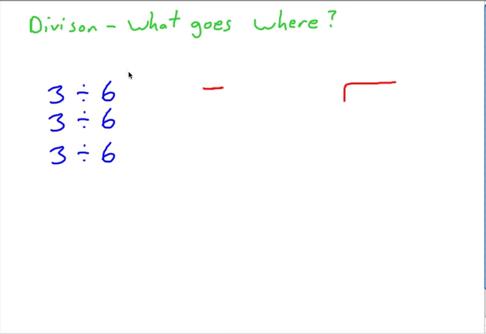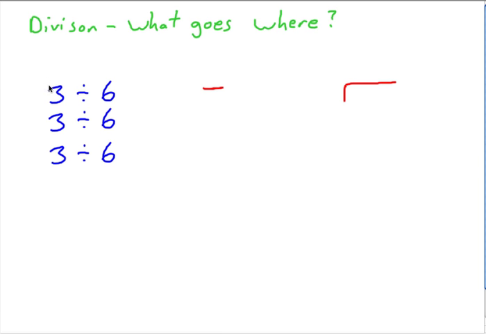Let's say we have this problem here. Division, what goes where? We have 3 divided by 6. A lot of students would look at this and say, well, it's 2, because 6 goes in the house and 3 is outside. But keep in mind as we go through this year and into 7th grade and 8th grade that some divisions will come out as decimals. So you can't just rely on the fact that 6 and 3 are compatible and that 6 divided by 3 is a whole number, 2.